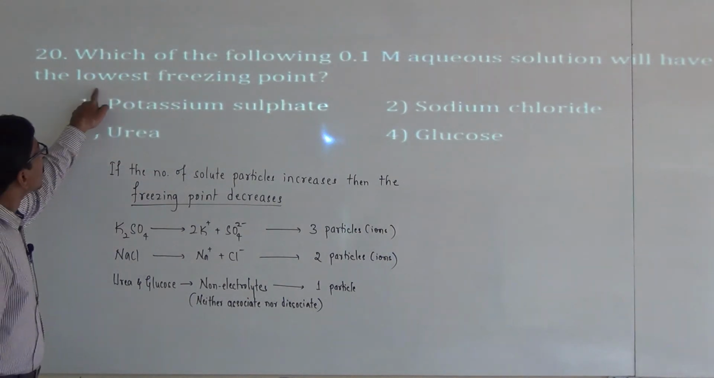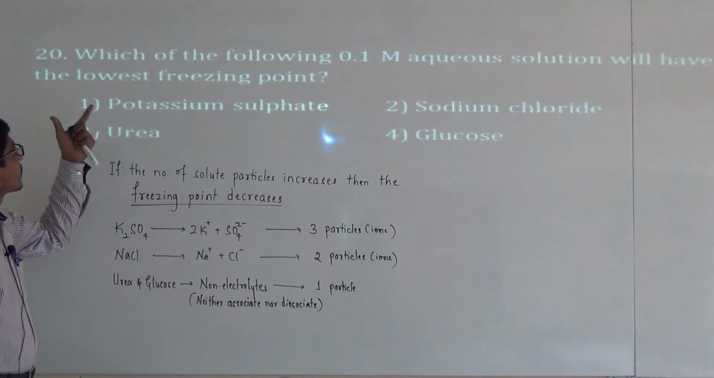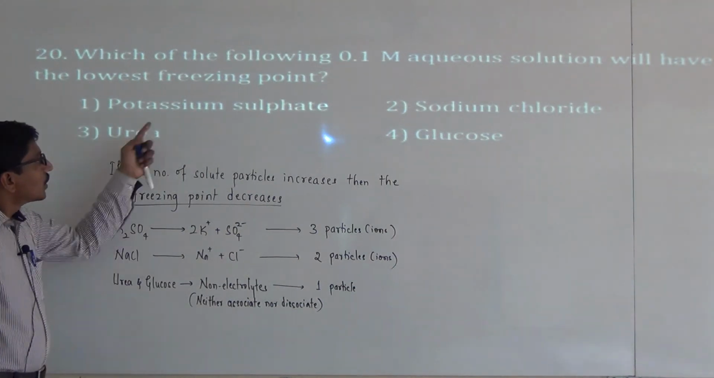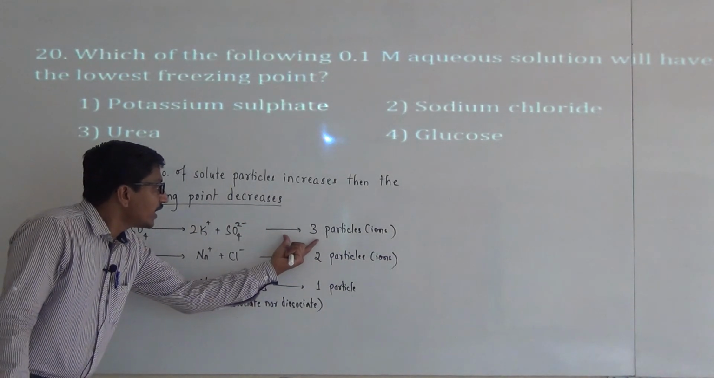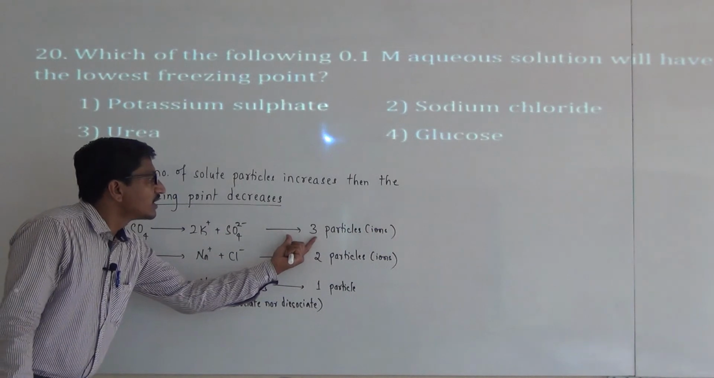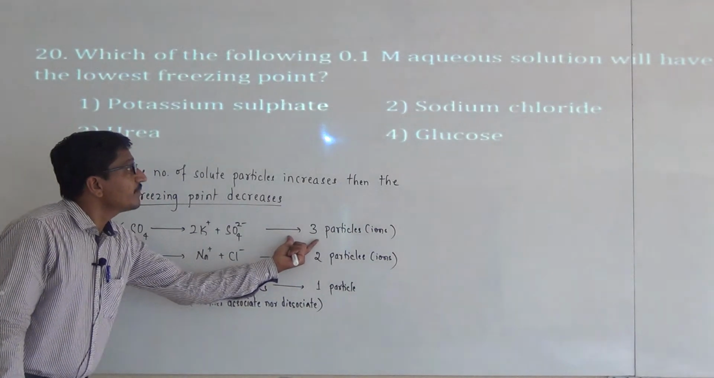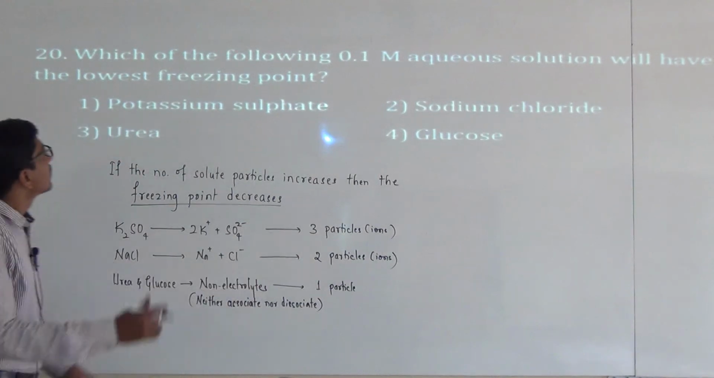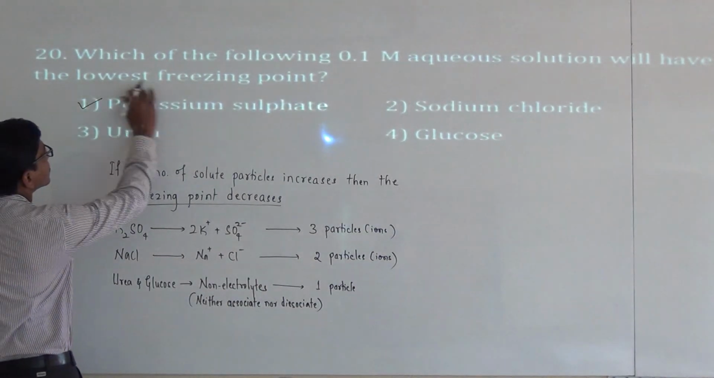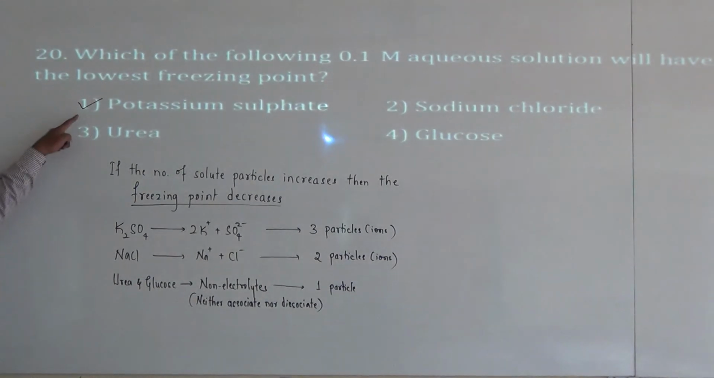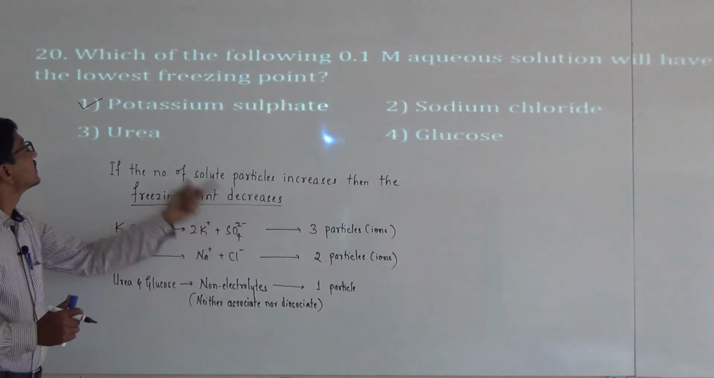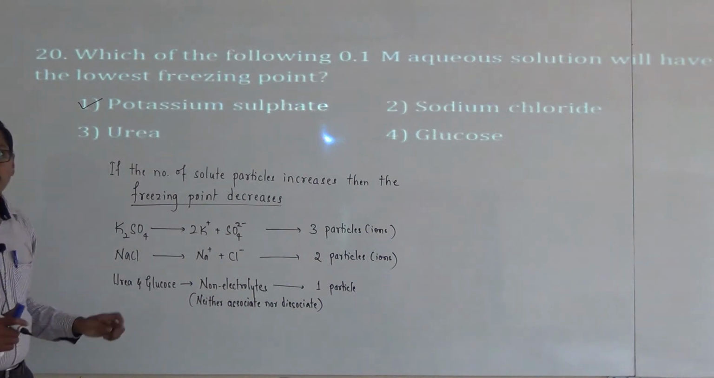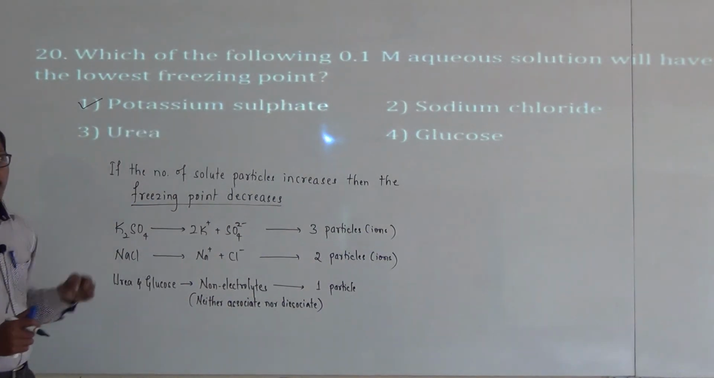In the question, which solute has the lowest freezing point? K2SO4 has the highest number of particles, 3, so this solution has the lowest freezing point, and option 1 is the right answer, because as the number of solute particles increases, freezing point decreases. Lowest freezing point is potassium sulfate.